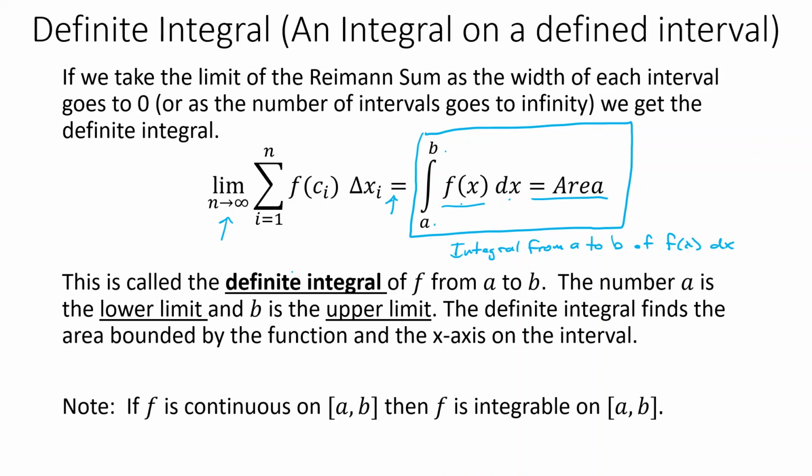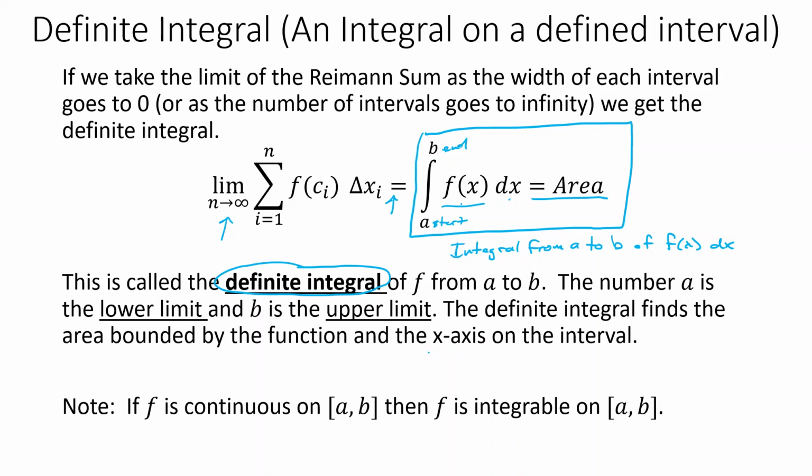All right, this is called the definite integral because it has a defined start and end point. Start at a, end at b, of f from a to b. The number a is the lower limit, the number b is the upper limit. The definite integral finds the area bounded by the function and the x-axis. So the area between the curve and the x-axis.